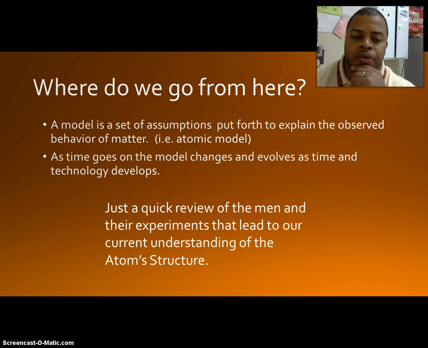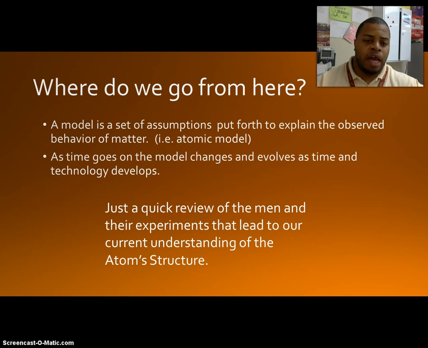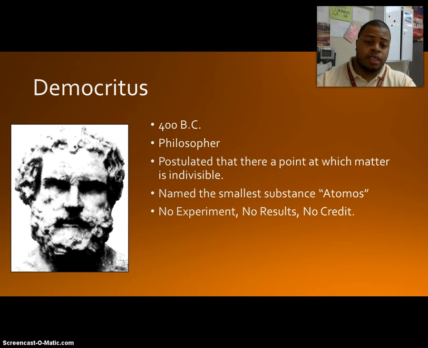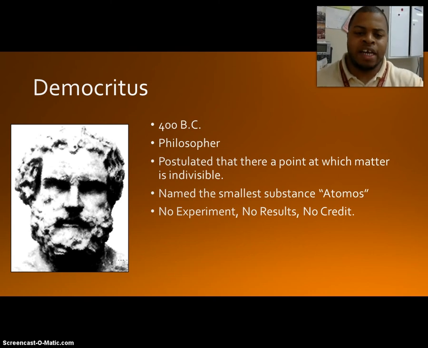So, a quick review of the men and their experiments that gave us our current understanding of the atom, where it came from and how it's sort of set. Now, we start off our discussion with Democritus. Around 400 BC, he was a philosopher who first postulated that this matter, this stuff that we're all made of, had a point where we couldn't break it down any further. He named this substance atomos, which of course is where we get the name atom.